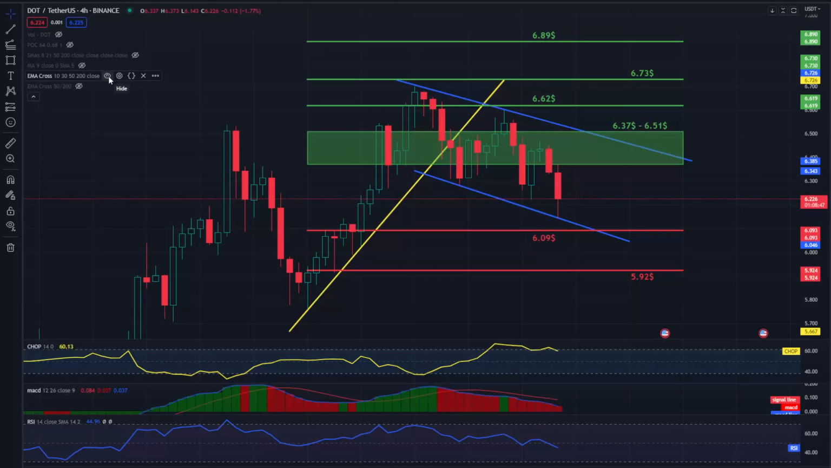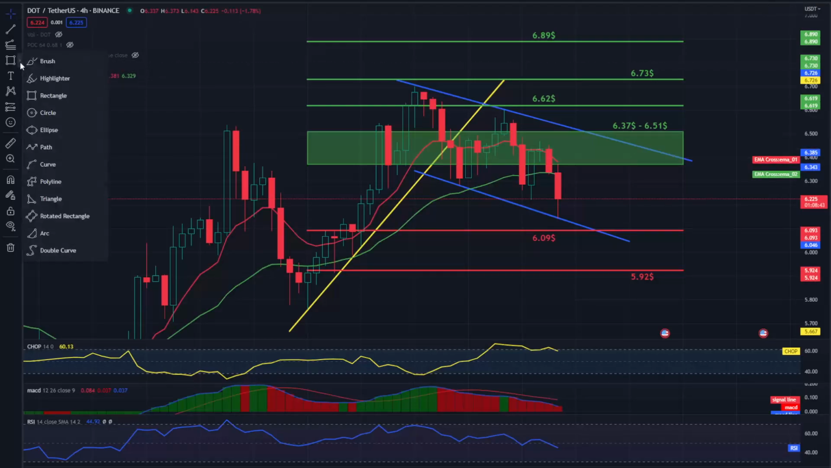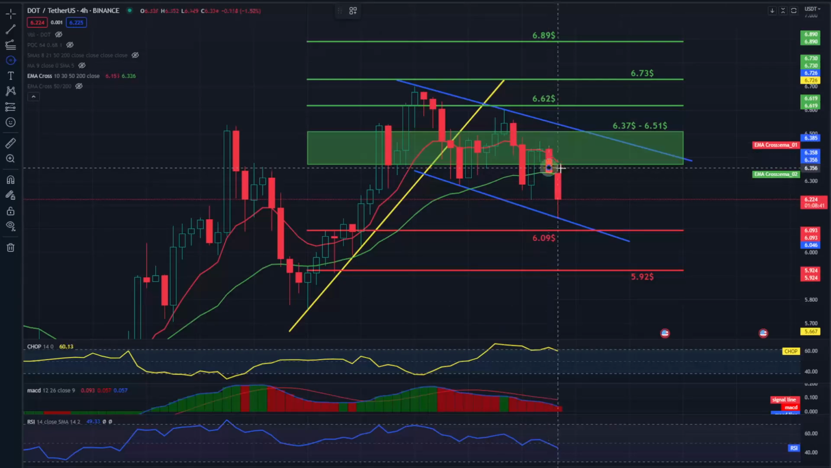At this point, it is worth looking at the EMA Cross 10 and 30, as we can see the red EMA Cross 10 curves, while when it crosses the green EMA Cross 30 from above, it will give us confirmation of the return to the downtrend.